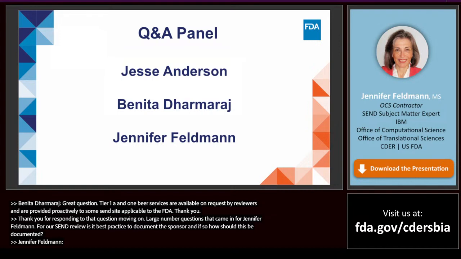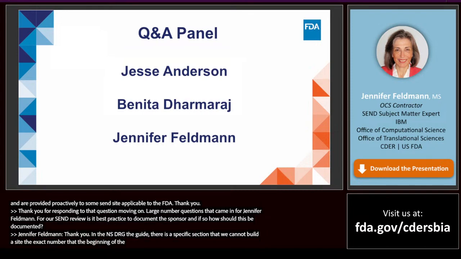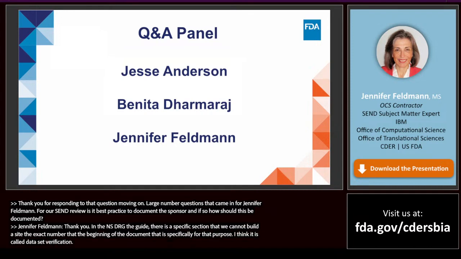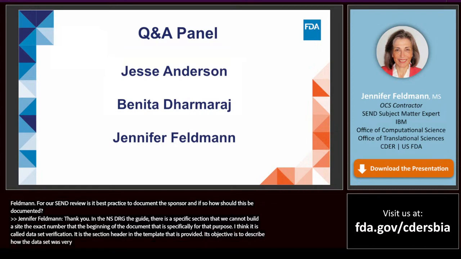Yes, thank you. So in the NSDRG, the Reviewer's Guide, there is a specific section. I would not be able to cite the exact number, but it's toward the beginning of the document that is specifically for that purpose. I think it's called Dataset Verification is the section header in the template that's provided by Fuse. And its objective is to describe how the data set was verified to be correct and complete. And so that's the section where you would describe your quality processes.